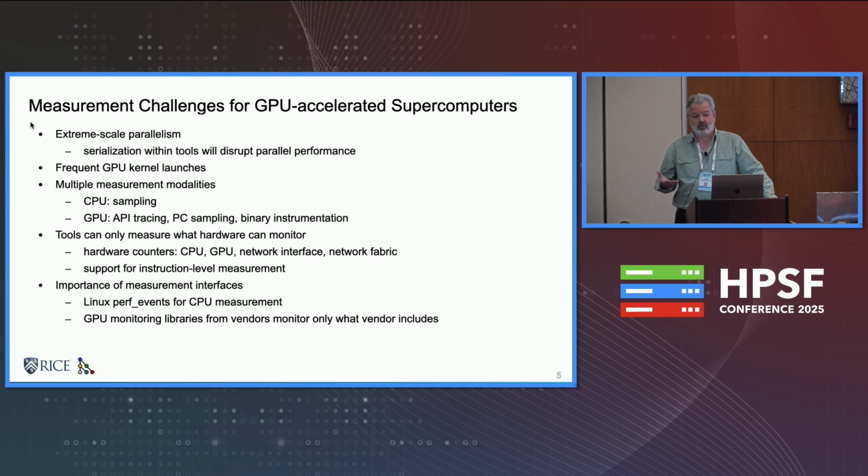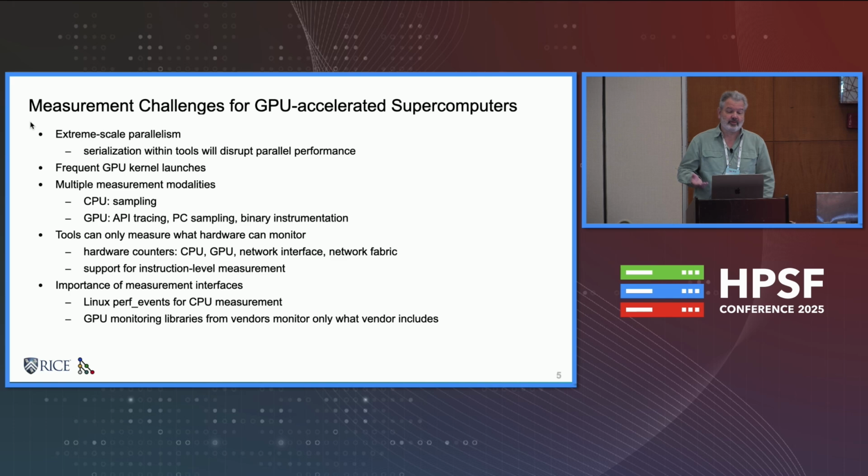And therefore, the overhead has to be low. Otherwise, if you're launching 100,000 GPU operations in a short period of time, you can end up with an enormous measurement overhead if you're not careful.